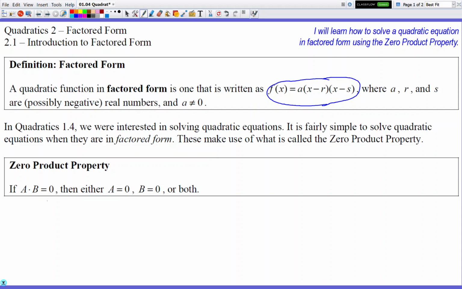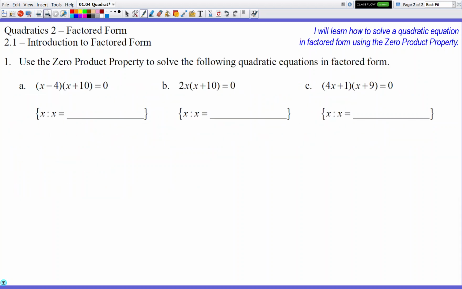When you get the explanation of the zero product property, you're going to think, yeah, that makes sense. But how does this relate to factored form? Well, that's what the example problems in the very next slide are going to show you. Say you have the first parentheses, x minus 4, times the second parentheses, x plus 10, and when those two parentheses multiply together, they make an answer of 0.